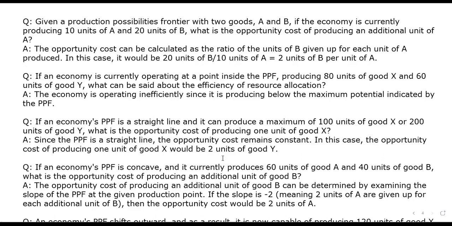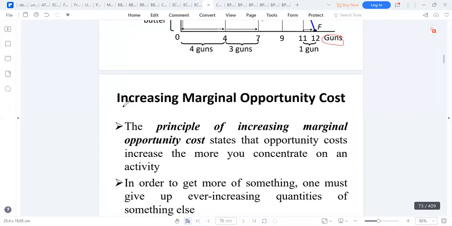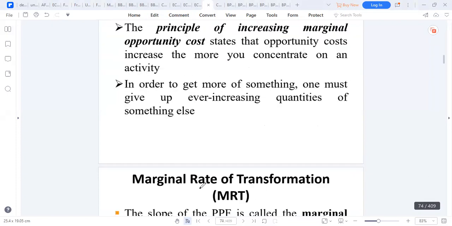Basically, I was trying to bring across the concepts in a summarized manner. We have concepts in opportunity cost, which is not marginal opportunity cost. The concept of marginal opportunity cost brings about the principle of increasing marginal costs, which asserts that opportunity cost will increase the more you concentrate on an activity. In order to get more of something, one must give up an ever increasing quantity of something else.